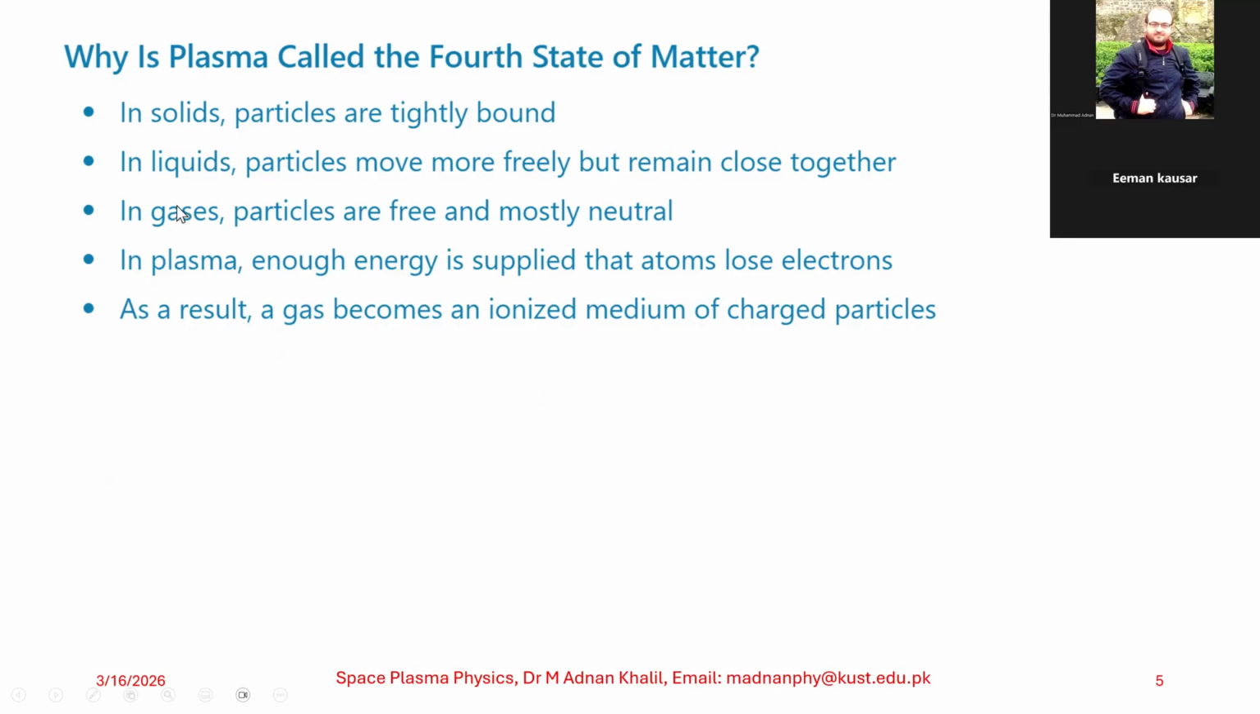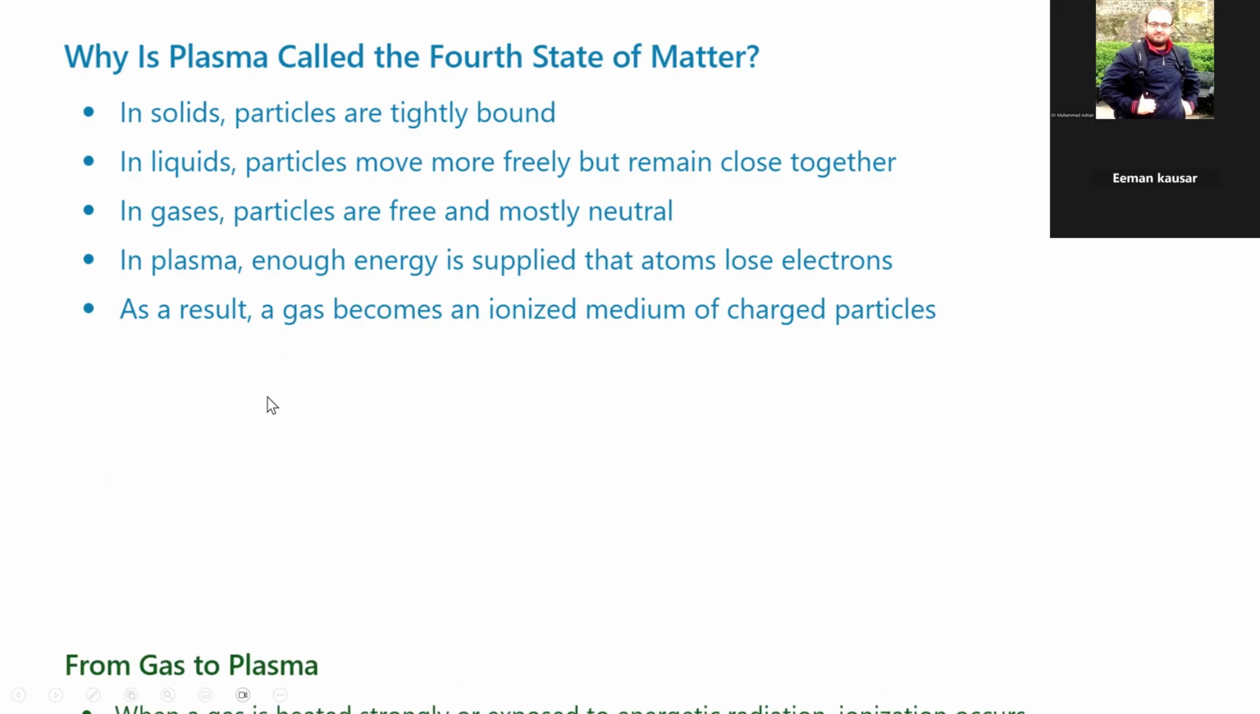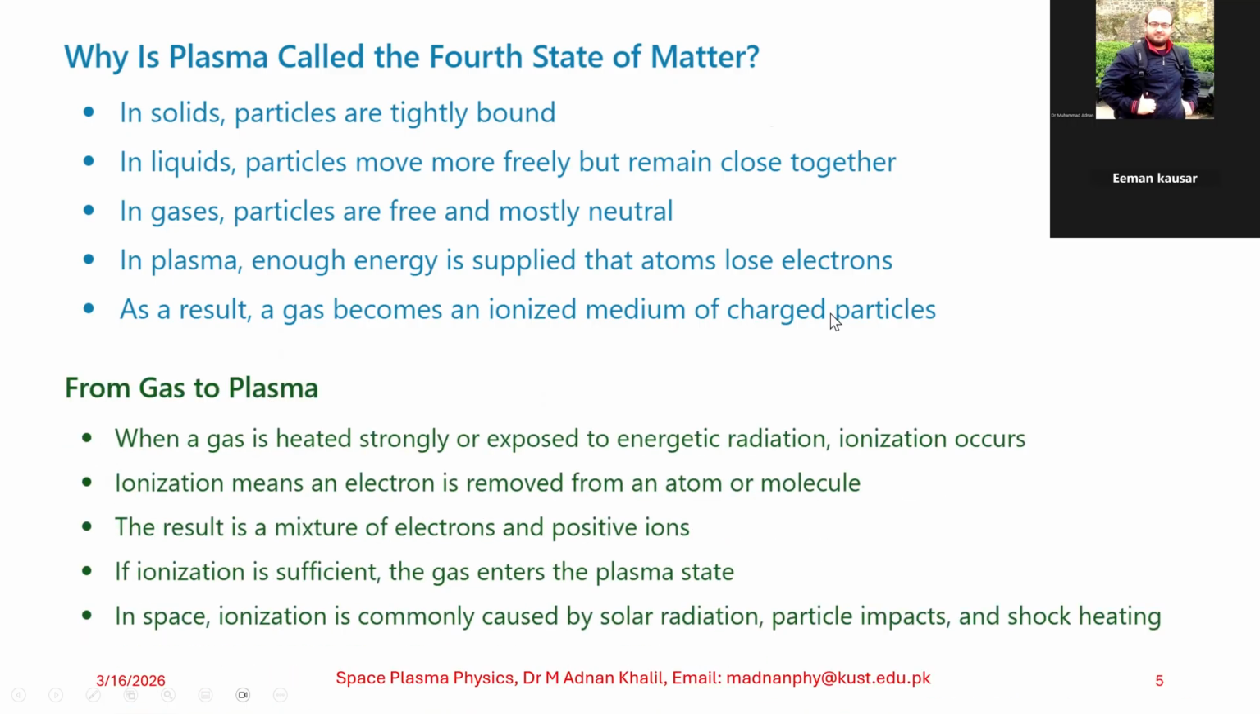So if we give energy to the gaseous state atoms, they will be ionized and give rise to electrons and ions. That is, we ionize the atoms in the gas and move towards a new description, the fourth state of matter, which we call plasma. As a result, a gas becomes an ionized medium of charged particles. If we move from solid to liquid, then gas and plasma, we are at the fourth position. That's why we call it the fourth state, or we can say that a fourth independent description is required.